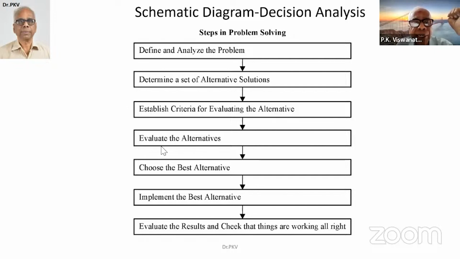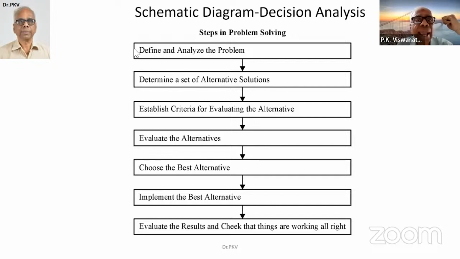So you may say financial cash flow, expected monetary value, or market share, whatever you define as the criteria. Then evaluate each alternative in the context of the criteria you have defined. Then select the best alternative, implement it, evaluate the results, and check that they are working all right. So implement the decision, then evaluate whether things are all right.